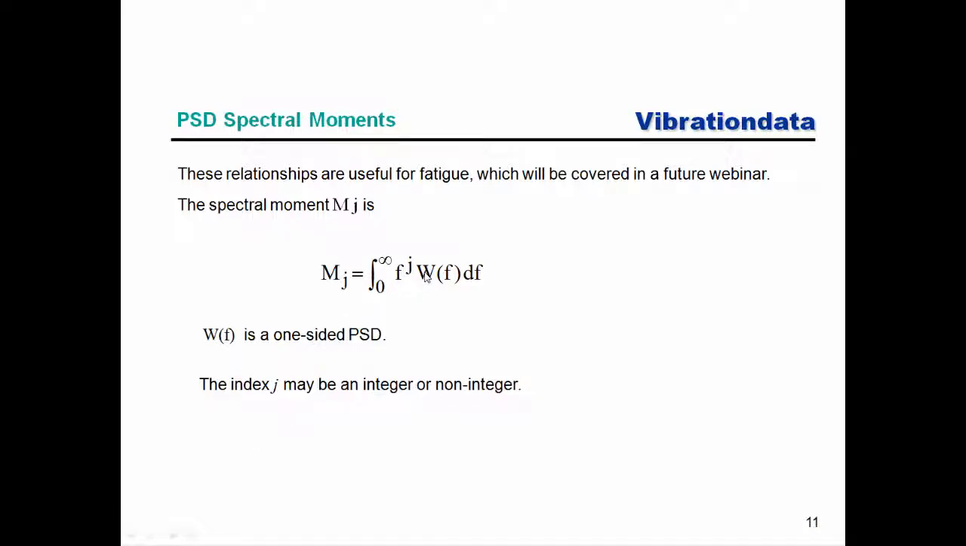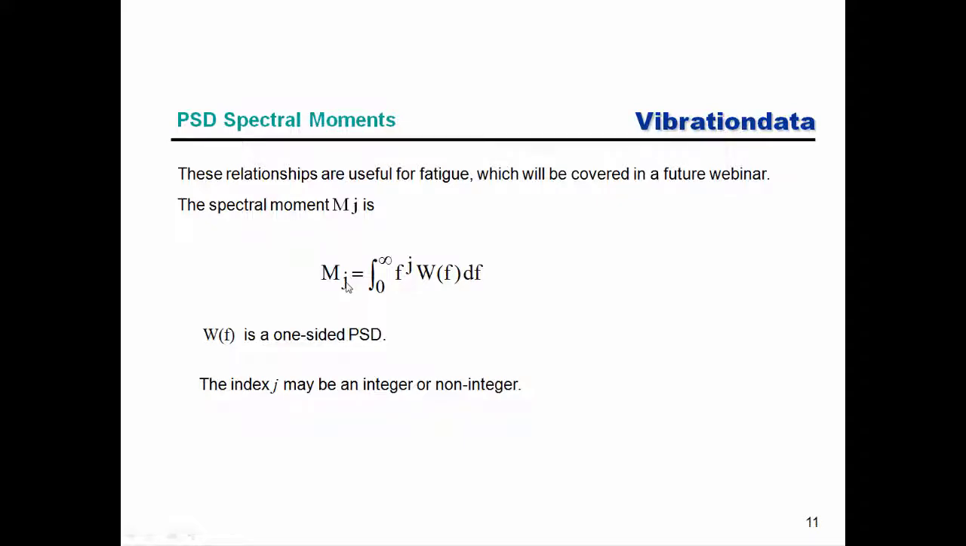But here's what we would do. Let's take our W, and that's going to be our one-sided PSD as a function of frequency. We're going to multiply by frequency raised to the j power. And j is sort of an index, but it could be a non-integer. So we're going to carry out that integration, and that's going to give us a spectral moment.